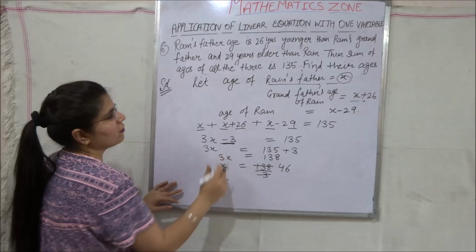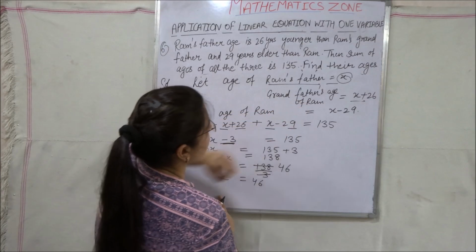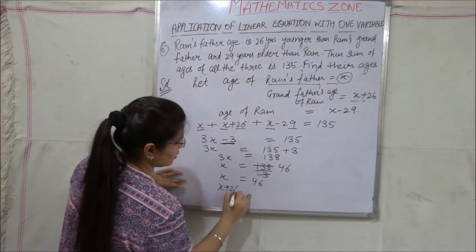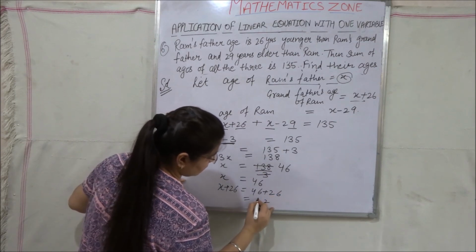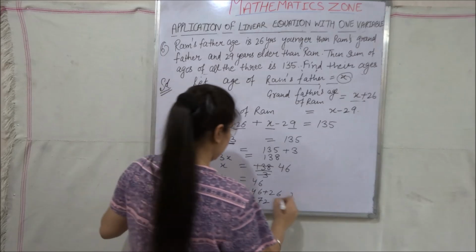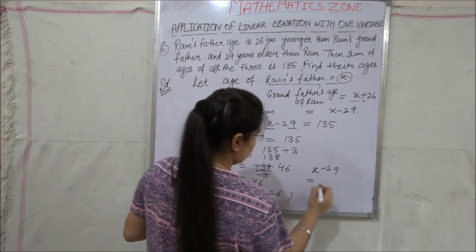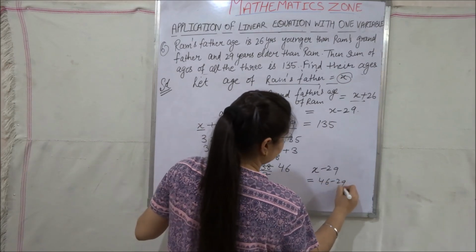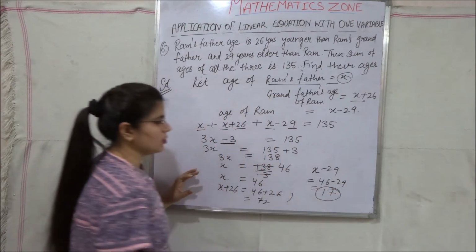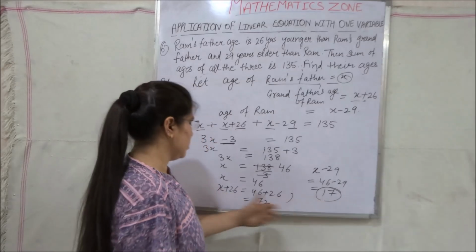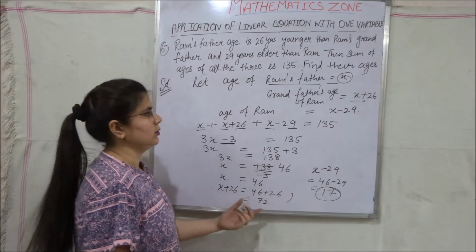So the age of Ram's father will be 46. Now the grandfather's age will be x plus 26, that is 46 plus 26, which becomes 72, and the age of Ram will be x minus 29, that is 46 minus 29, 17 years. So Ram's age will be 17, his father's age will be 46, and his grandfather's age will be 72. And solve.